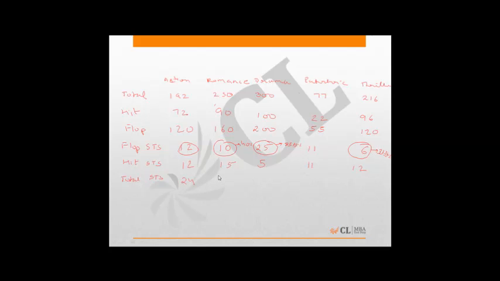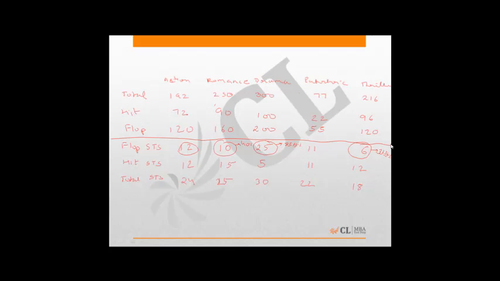Now we can easily calculate the total. This is 24, 12 plus 12, this is 10 plus 15, 25. 25 plus 5, it is 30. 11 plus 11, it is 22. 6 plus 12, it is 18. I'll just mark a line here so that we can distinguish between STS and the total movies. Now we have all the data with us. We can move ahead with solving the questions.